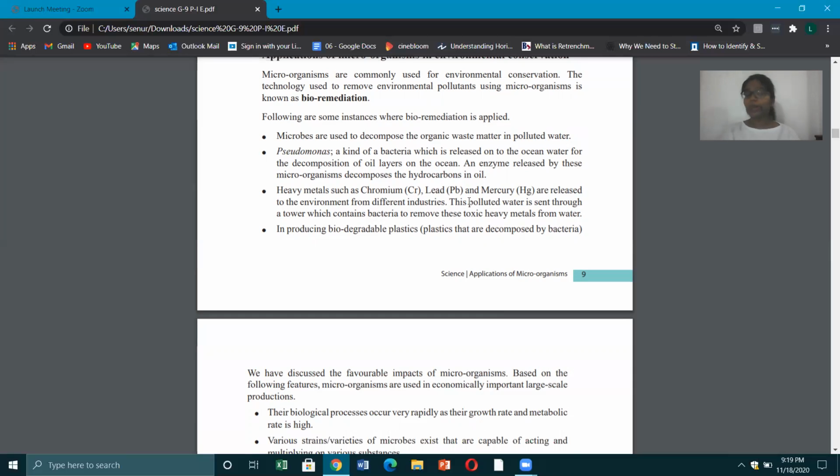So now, how can you clean up the ocean? With the use of bacteria like Pseudomonas. How does this bacteria named Pseudomonas help in decomposing the oil layers on the ocean? Because this Pseudomonas bacteria releases an enzyme which can decompose the hydrocarbons in oil.